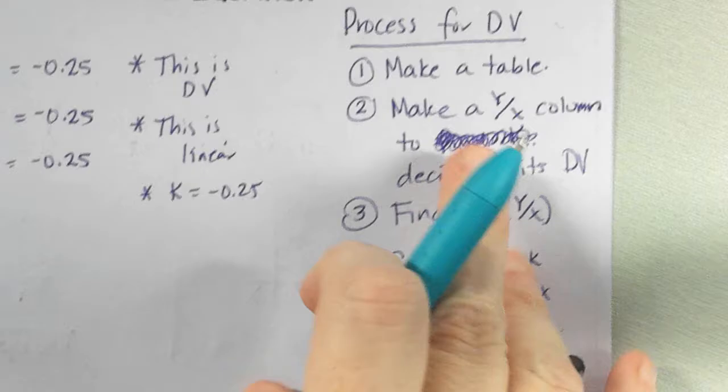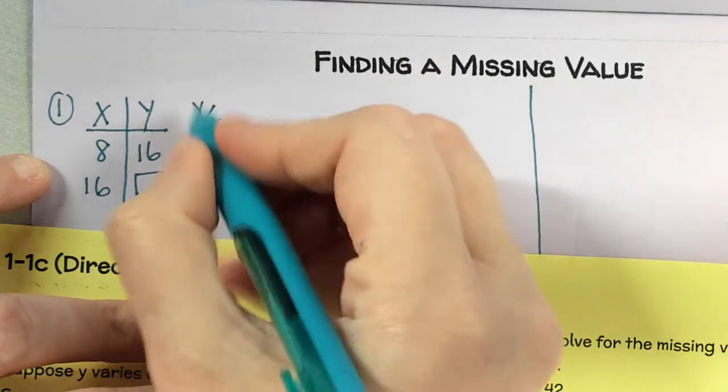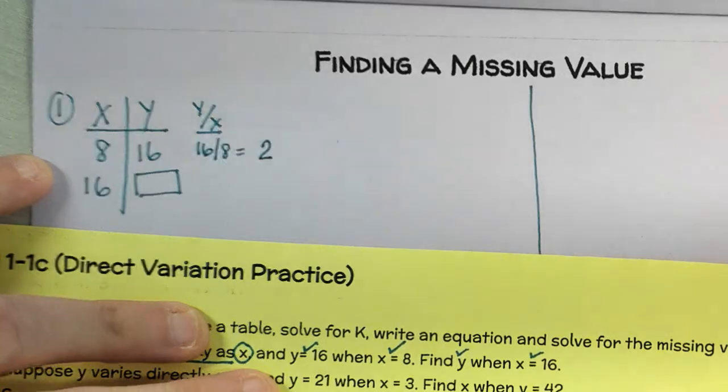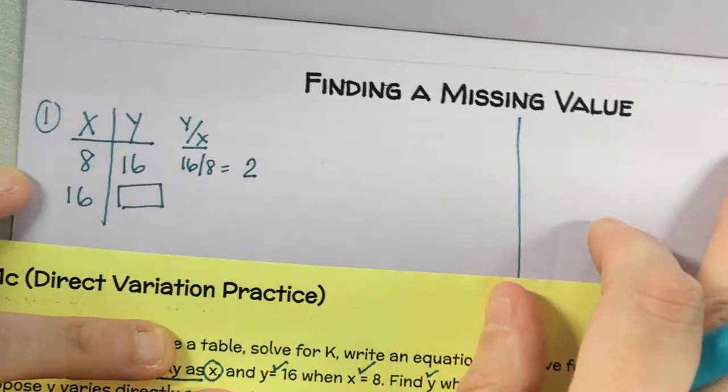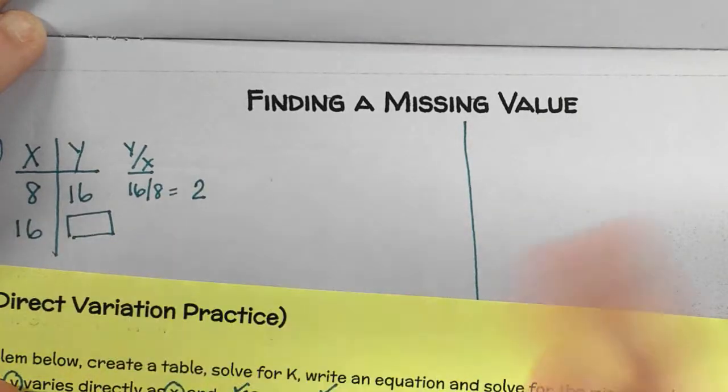Now, step 2 is to make a y over x column. So let's make a y over x column. Okay, y over x is 16 over 8, which simplifies to 2. Okay? So I found my y over x, and that's all I can do. I only have one row that's got enough information to do anything with.